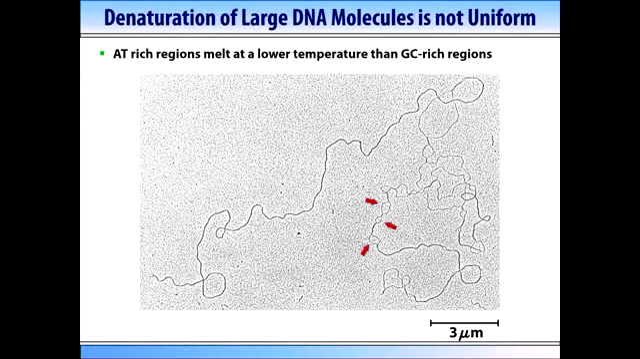Denaturation of large DNA molecules is not uniform. What that means is that when the temperature is increased, it's not that DNA starts to melt everywhere at the same time. There are zones where it starts melting first, and there are zones where it stays intact. As you can guess, the places where it starts melting first are the AT-rich regions, the regions with sequences made predominantly of adenines and thymines. As a result, they have fewer hydrogen bonds and are easier to melt.